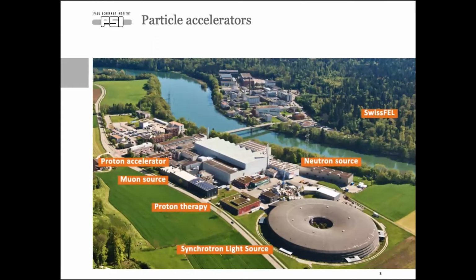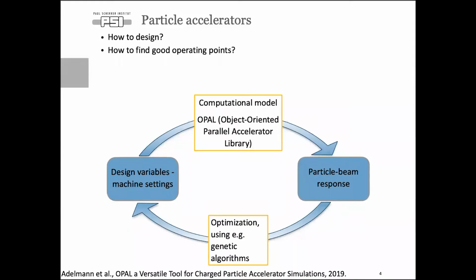I guess for the audience here, I do not need to give an introduction to particle accelerators, since you are all aware of their importance for science and technology. There are different types of accelerators, as you can see here on the image of the Paul Scherrer Institute, which is, by the way, the only place worldwide with this variety of accelerators using photons, neutrons, and muons under one roof. One thing all accelerators have in common is that one is first interested in how an accelerator should be designed, and further, how good operating points of accelerators can be found.